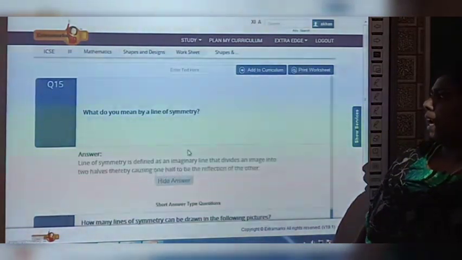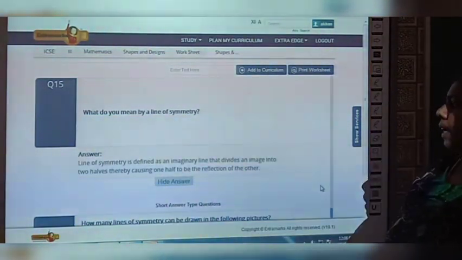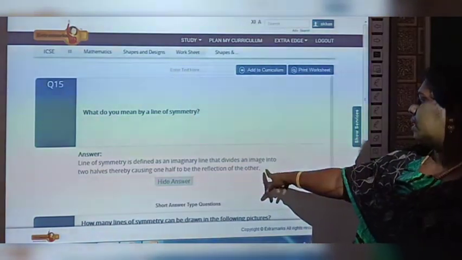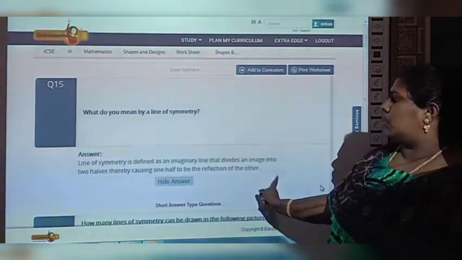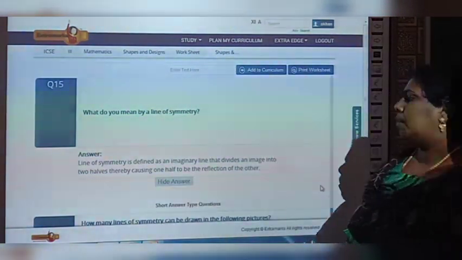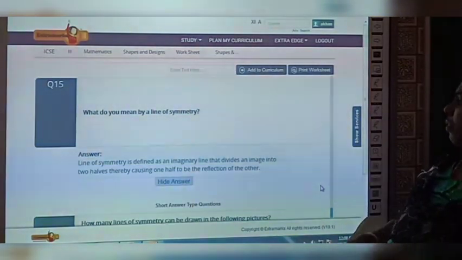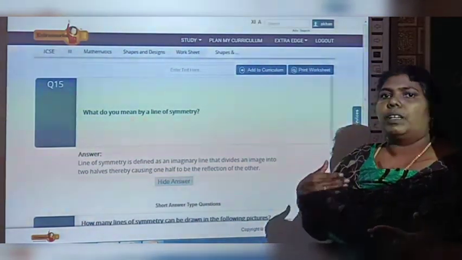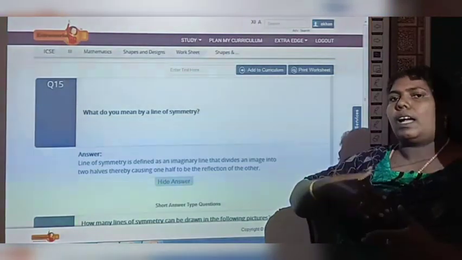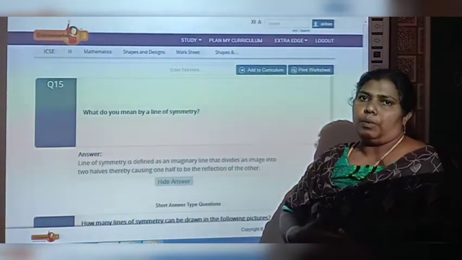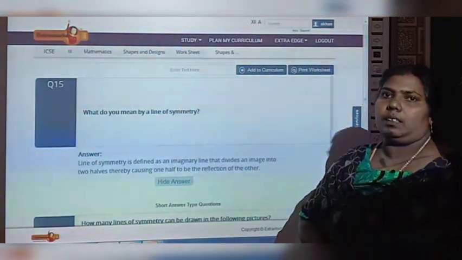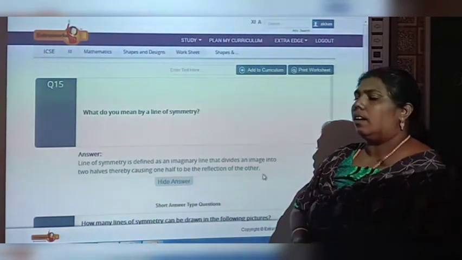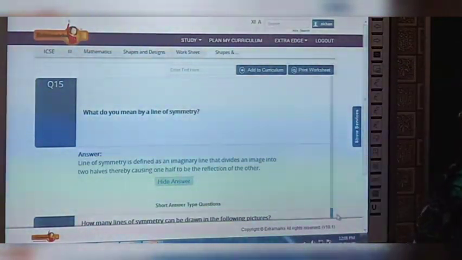What do you mean by line of symmetry? A line of symmetry is defined as an imaginary line that divides an image into 2 halves, thereby causing one half to be the reflection of the other. That is the mirror line. If you are standing in front of a mirror, what do we see inside the mirror? The same image only you can see, right? Like that.